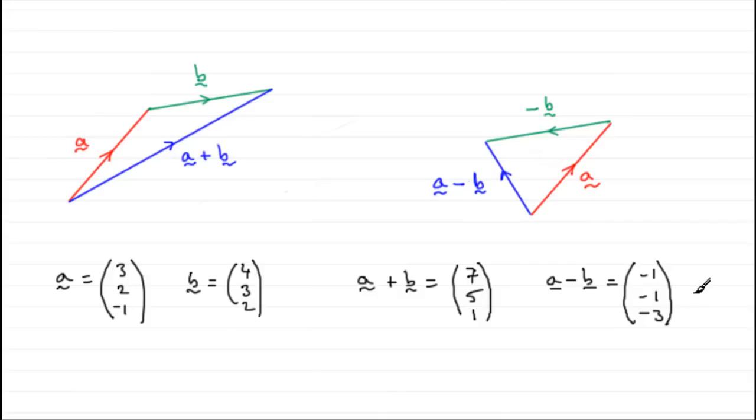Up to you. Okay? Well, I hope that gives you some idea of multiplying vectors by a scalar and adding and subtracting vectors. Now what will follow is a few video examples where we use some of these methods discussed here. So I hope you'll have a look at those and find them useful.